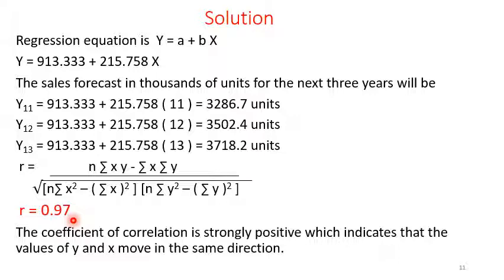If it was 1, it would be perfect; this is very close to perfection. It's a very strong and positive relationship. As x increases, y also increases, and the strength is almost perfect. So the coefficient of correlation is strongly positive, which indicates that y and x move in the same direction. This is how regression analysis is done.